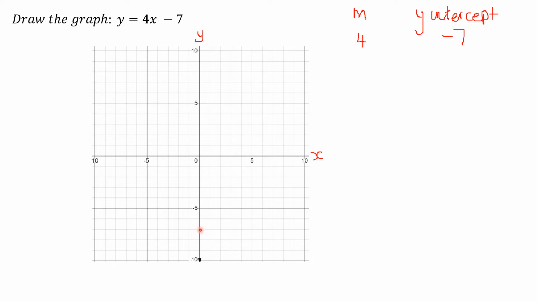So to start off with, I would just make a mark on my graph where it crosses the y-axis, apologies.